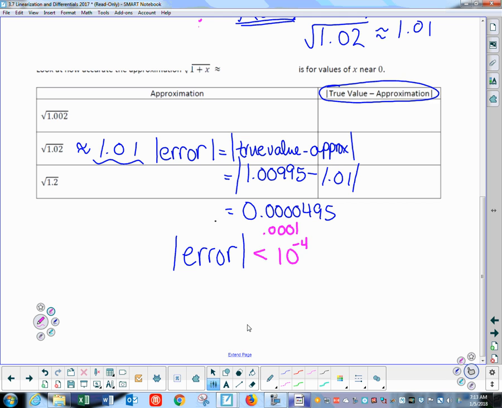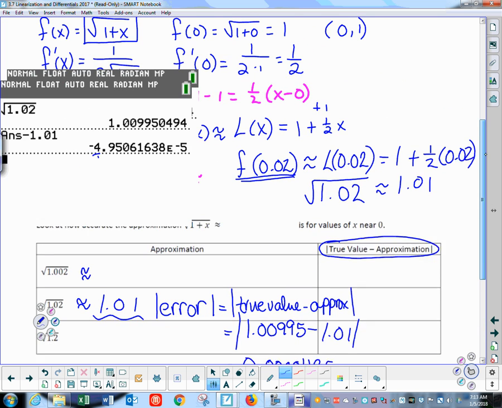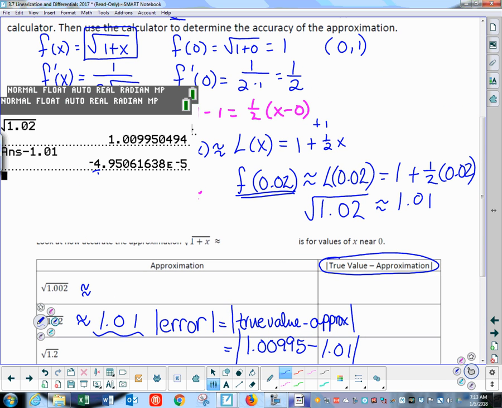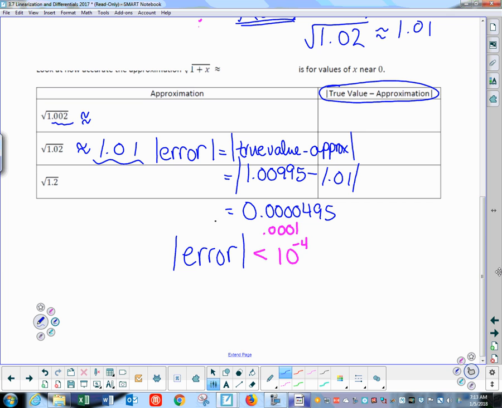And we could do the same on these others, and I will just quickly inform you on what this linearization would be. We would do the same thing that we did when we calculated out the 1.01. I would put in 1 plus 1/2 of 0.002, since that would be the x value. So f of 0.002 would be approximated at 1 plus 1/2 of 0.002.